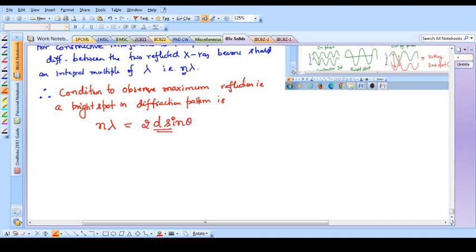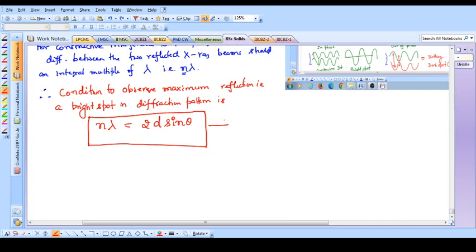So 2d sin theta is nothing but the path difference between the two diffracted beams, and when this path difference 2d sin theta exactly matches n into lambda, where lambda is the wavelength of the X-ray that we have used in the experiment, we observe maximum reflection, that is a bright spot in the diffraction pattern. If this equation is not satisfied, then it means the two diffracted beams are not in phase and therefore they undergo destructive interference, and we therefore observe no spot in the diffraction pattern.